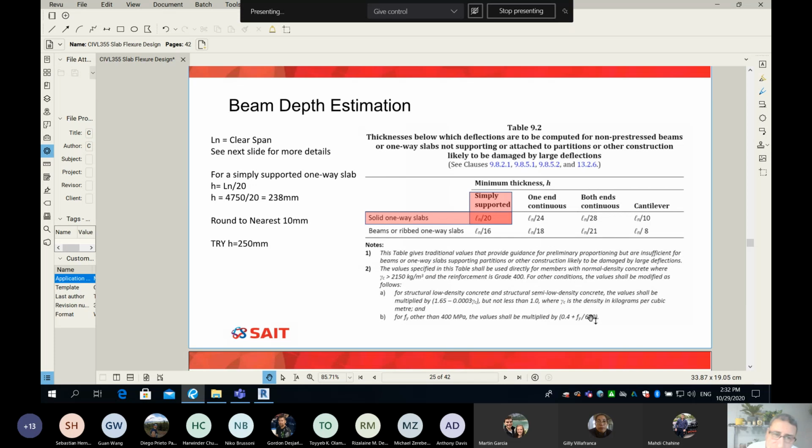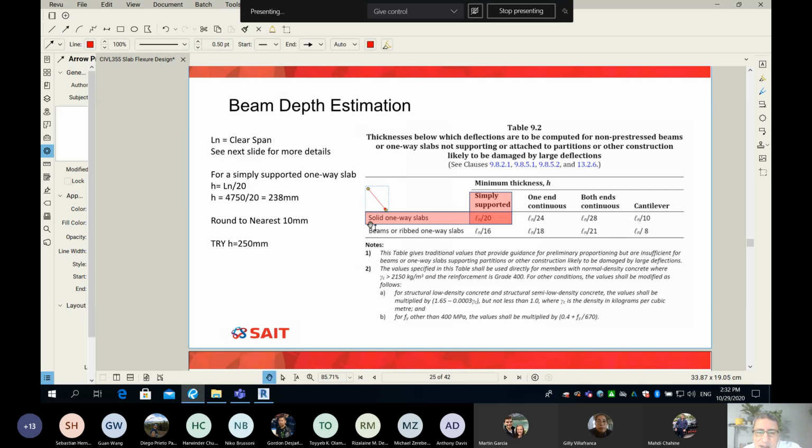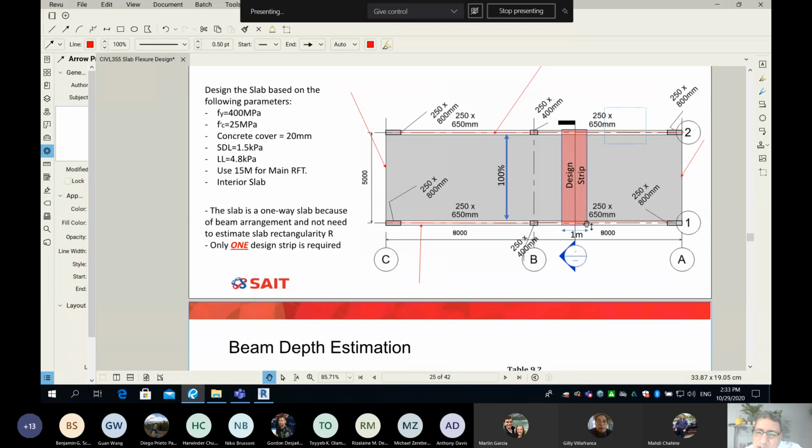What we did is we simply look at the table. Before, I used this row here, one-way beams or ribbed one-way slab, but this row over there is solid one-way slab. It depends on the structural system of your slab. If it's cantilever, you take this number. If it is simply supported, use this number. I will talk about this one sometime next class: what does it mean, one end continuous, and what does it mean, two ends continuous? But for now, I'm asking you, how do we call the design strip? I think Michael can say that very comfortably.